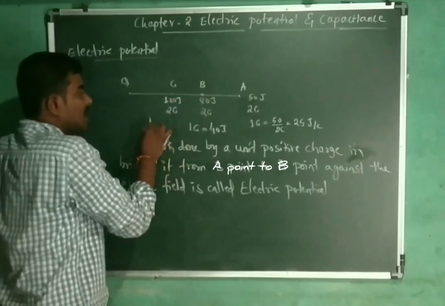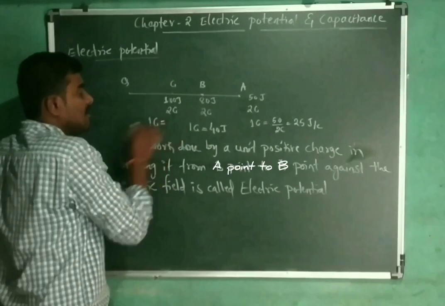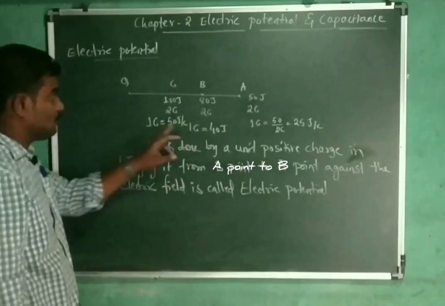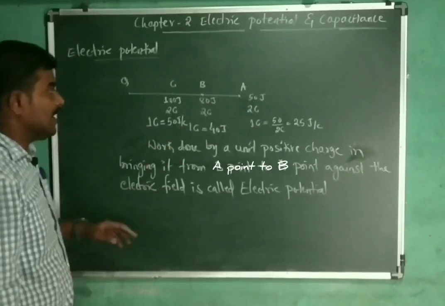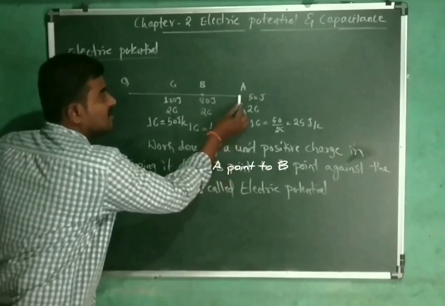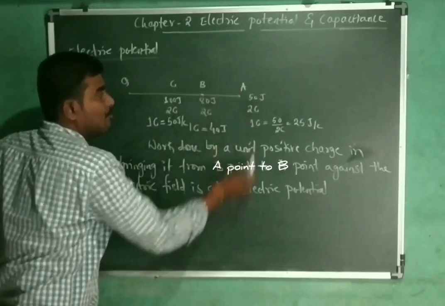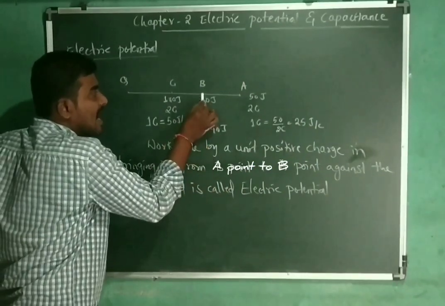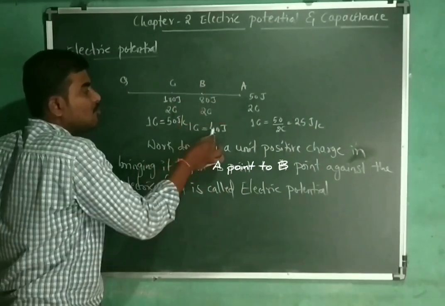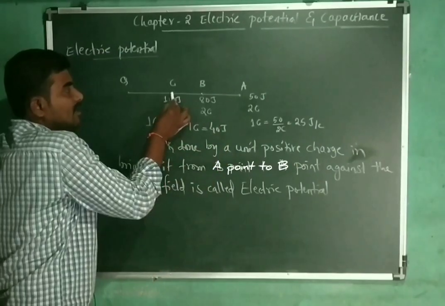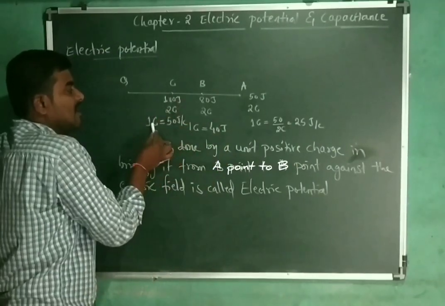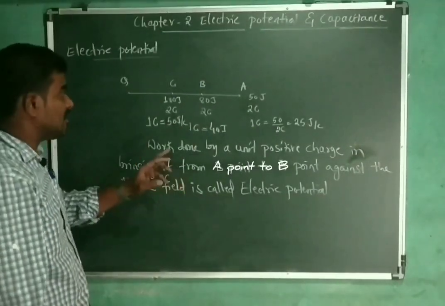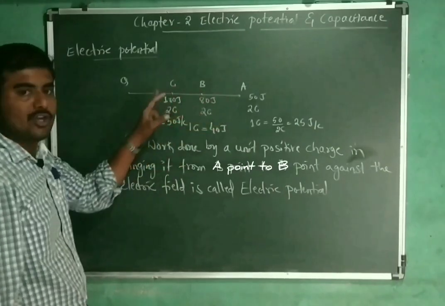Then the potential of 1 coulomb charge is how much? It is going to be 50 joule per coulomb. Understood? So joule per coulomb is the unit of electric potential. If I place 1 coulomb charge at A location, then the electric potential is going to be 25 joule per coulomb. If I place 1 coulomb charge at B location, then the electric potential is going to be 40 joule per coulomb. If I place a 1 coulomb charge at C location, then the electric potential is going to be 50 joule per coulomb. That is the information given by 1 coulomb charge at different locations.